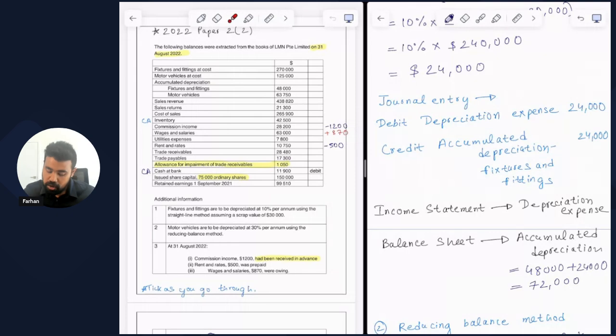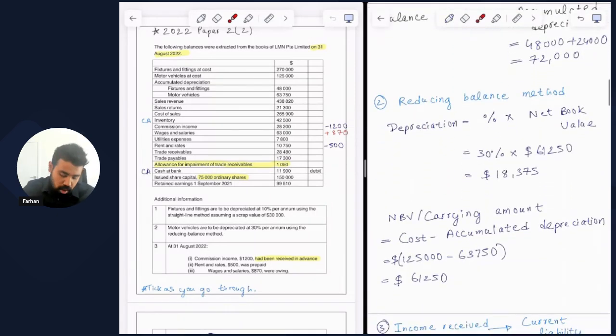Okay, so let's move to the second additional information now. Now, the second information says motor vehicles are to be depreciated at 30% per annum using the reducing balance method. So when you're working with the reducing balance method and you want to find the depreciation, you apply the percentage that we're given in the question, you multiply that with the net book value. So what is the net book value, which is also known as the carrying amount?